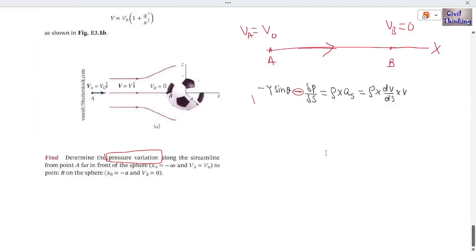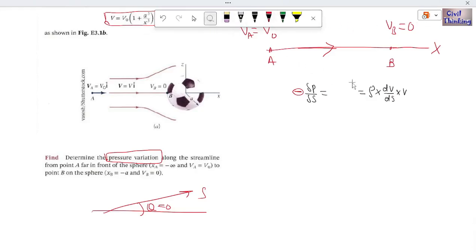Now here it is horizontal. I told you theta is the angle between the streamline. If this is our streamline S, theta is the angle between horizontal and the streamline. Since we have this horizontal line, theta is going to be 0, so sine theta is going to be 0. So all of this term will cancel. Now again we have this velocity given here. We don't need this one. We need the velocity terms because the velocity is provided. So let me rearrange it here.